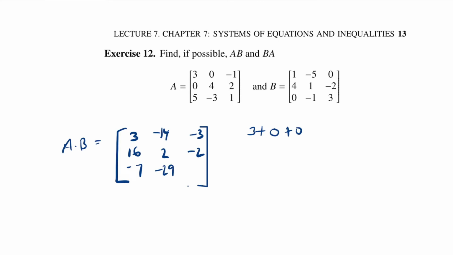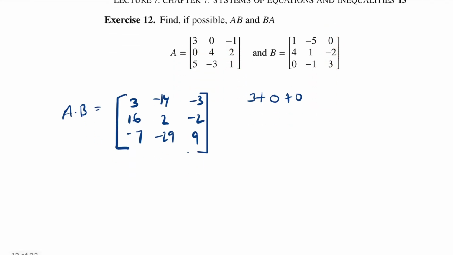And the last one is the last row, last column. That's 6 plus 3 is 9. All right, so that's how you multiply two matrices. Now let's do the other direction, B times A. That way we'll see if they're equal or not.